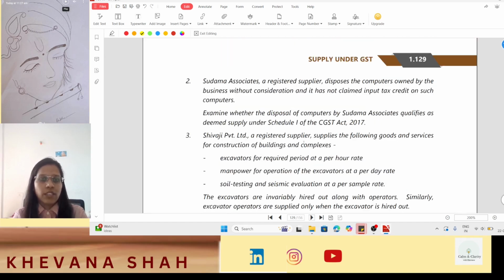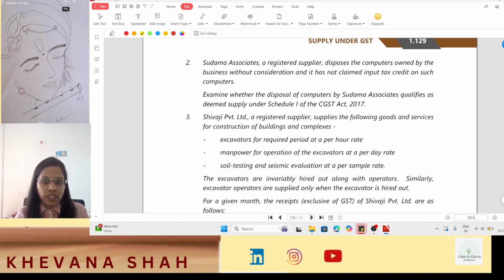Okay, so the next question is: Sudama Associates, a registered supplier. So see, you have to always keep noting the information given in your question. So Sudama Associates is a registered supplier. Now what are they doing? They are disposing the computers owned by the business without consideration. So which case is this? This is a case of your deemed supply. Okay, and it has not claimed ITC on such computers. So they have not claimed the ITC.